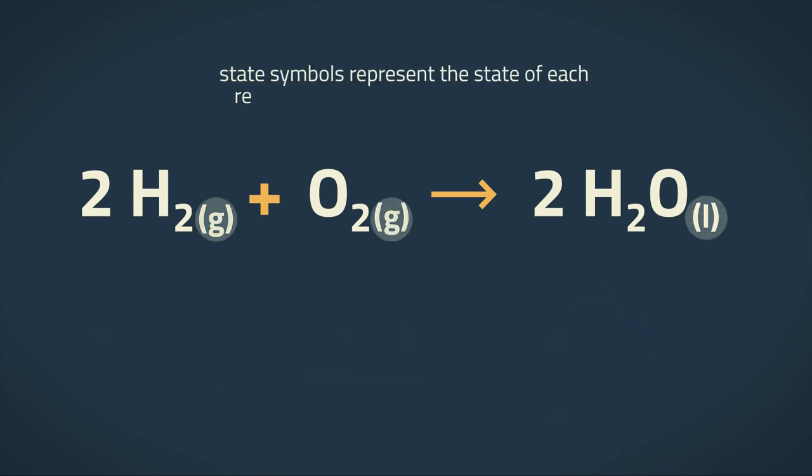In summary, state symbols represent each reactant and each product in a reaction, and must be included in every chemical equation.